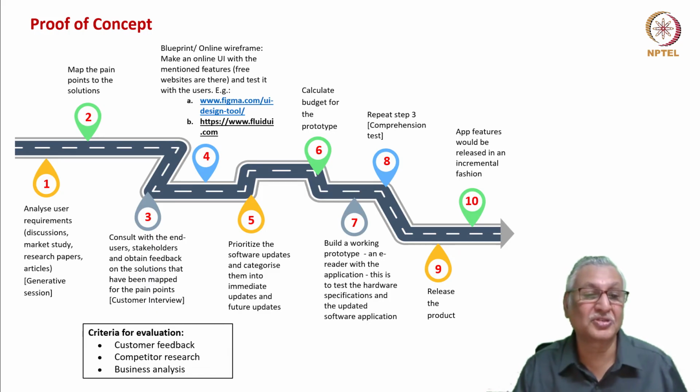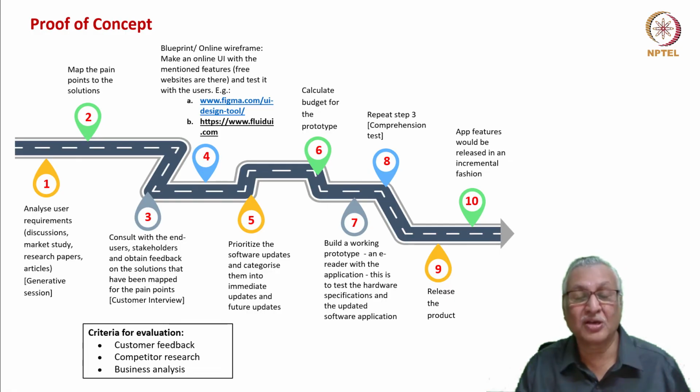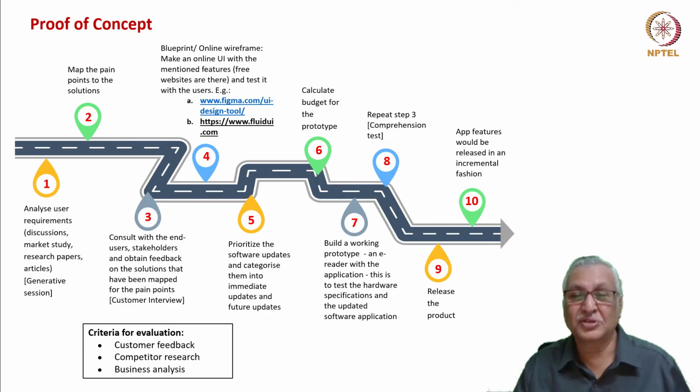So how do you prove the concept? First, you analyze the user requirements through discussions, market study, research papers, and articles. It's a generative session. Map the pain points to the solutions. Then you consult with the end users and stakeholders and obtain feedback on the solutions that have been mapped for the pain points, which is accomplished through customer interviews. Then you blueprint an online wireframe, make an online UI with the mentioned features, and test it with the users. Prioritize the software updates and categorize them into immediate updates and future updates.